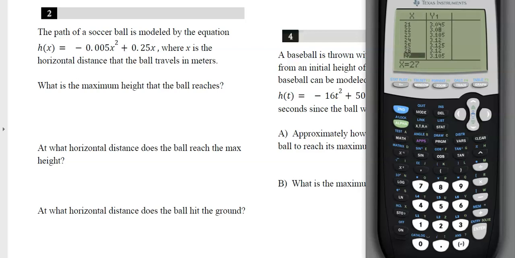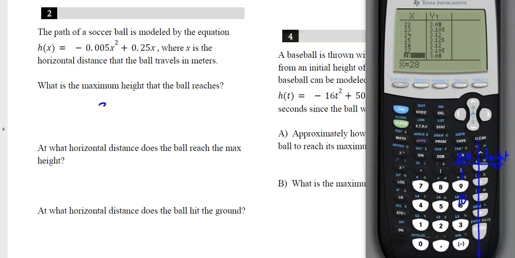So this one I almost don't even have to do the graph, because if you look at that 3.125, our points are symmetrical on both sides. You have 3.12, 3.12, 3.105, 3.105. So that tells me that that is the exact maximum there. So at what horizontal distance does the ball reach the max height? What is the max height? So we're going to have a max height 3.125 at 25.